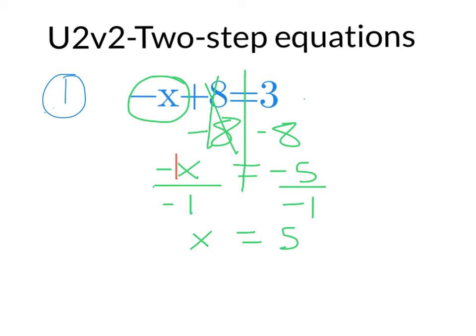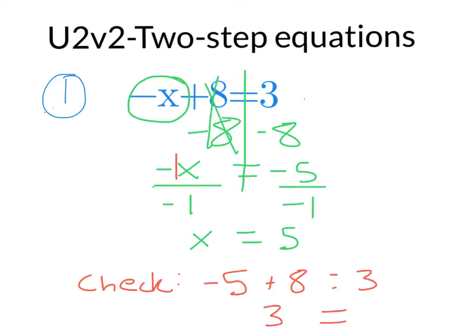What you might want to do is just check your solution just to make sure you're doing this okay. Sometimes we mess up, and by checking we can see if we can find where we went wrong. So if I plug it in, negative 5 plus 8 equals 3. 8 plus a negative 5, well, that is 3. So here it checks out.